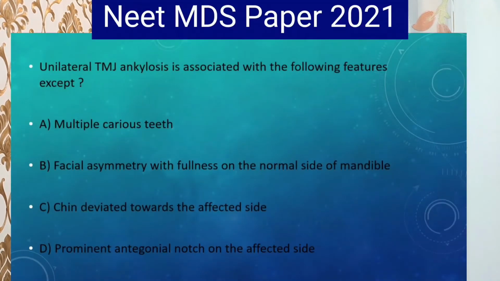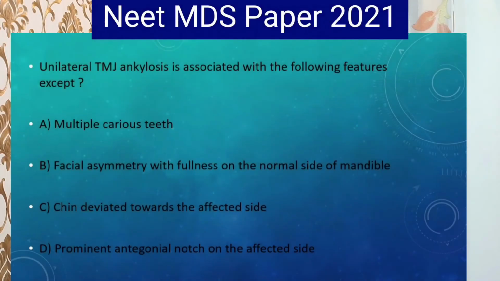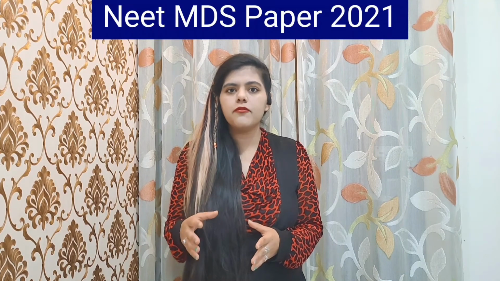Now let's begin with the next question, similar to this topic: unilateral TMJ ankylosis is associated with the following features except. Remember that whenever you read the question, you should notice the word except or the word not. Now let's see the options on your screen. The first option is multiple carious teeth. Second is facial asymmetry with fullness on the normal side of the mandible. Third is chin deviated towards the affected side. And fourth is prominent antigonial notch on the affected side. So what do you think the right answer is? I think this is very easy for everyone now, as we have understood the clinical features of TMJ ankylosis. Here the right answer is option B.